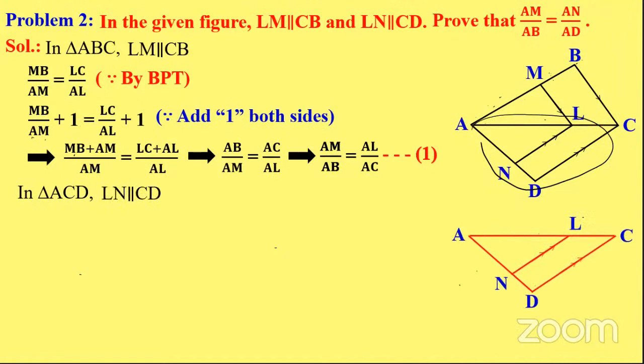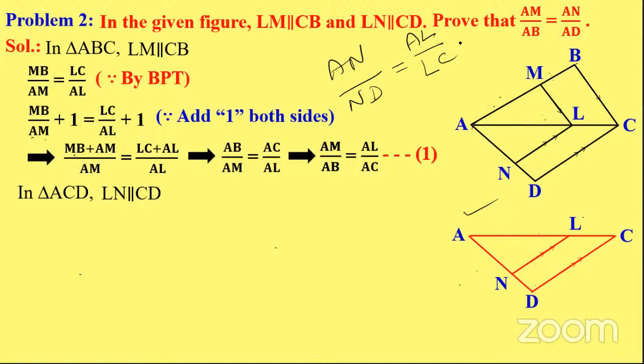Now we apply the basic proportionality theorem. Arun Kumar, for this triangle, tell me the basic proportionality theorem. AN by DN is equal to AL by LC. AN by ND is equal to AL by LC. Very good. This is the basic proportionality theorem for this triangle.